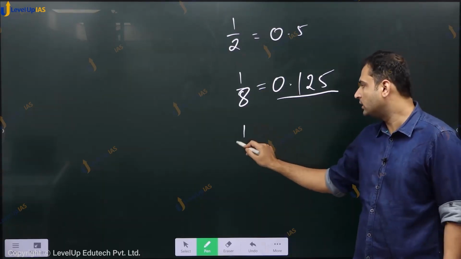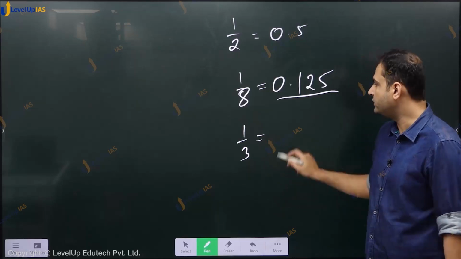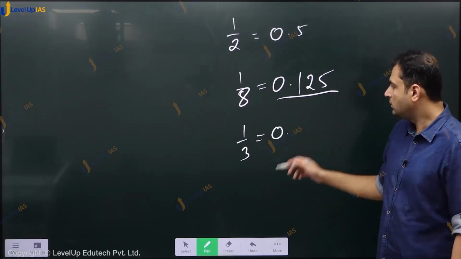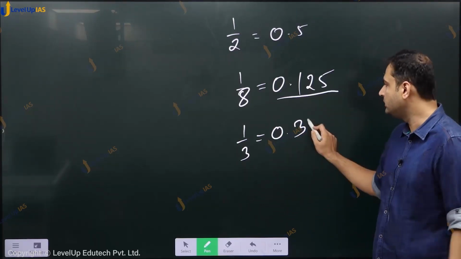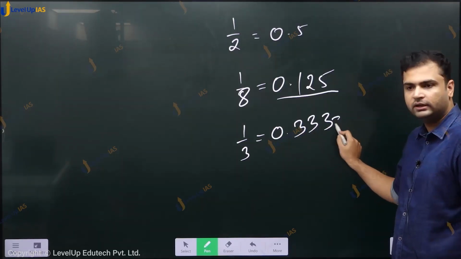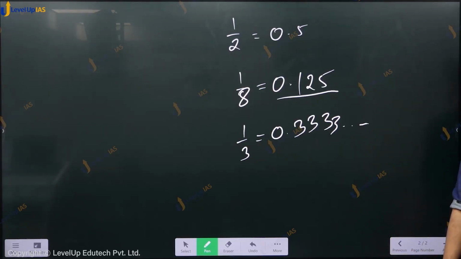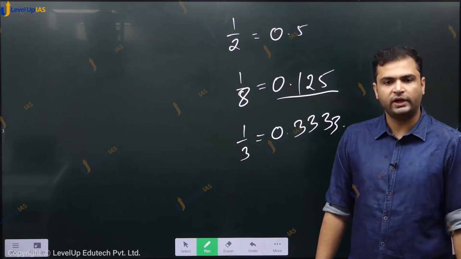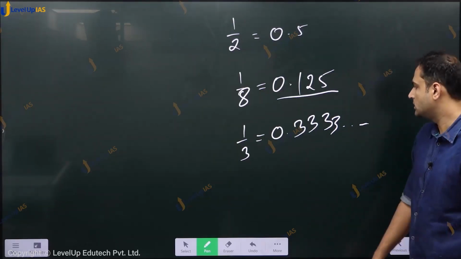But if we try to convert 1 by 3 into decimals, we'll again follow the same process. 0 point, you'll get 10. 10 divided by 3, 3 3s are 9, 10 again, 3 3s are 9, again and again, and so on till infinity. So this is what we call a non-terminating fraction, right? Okay.